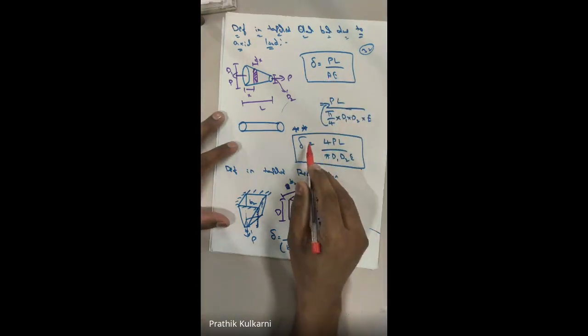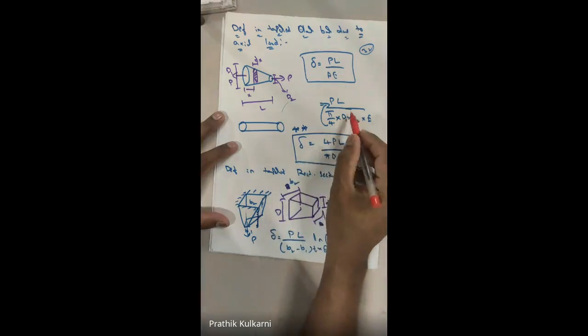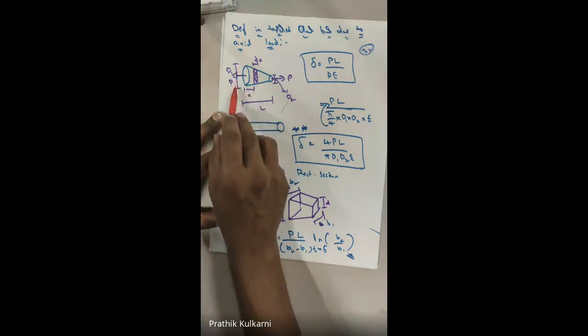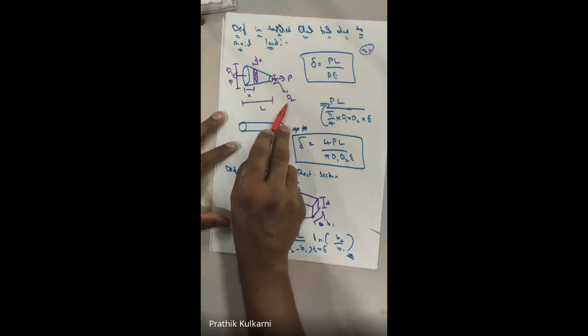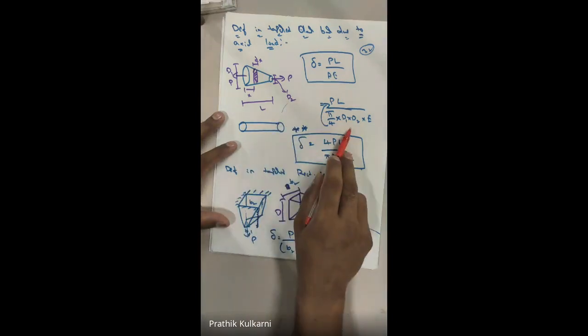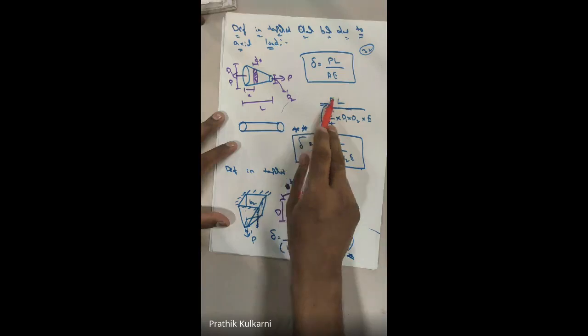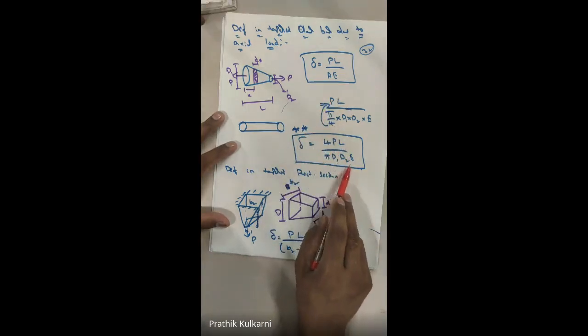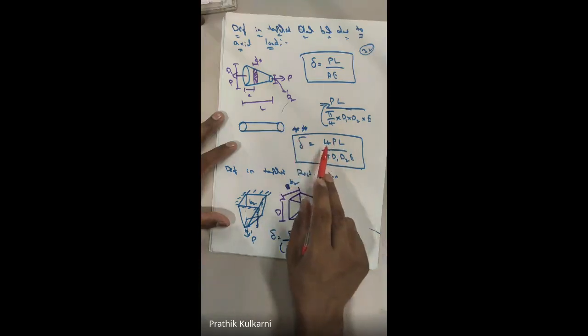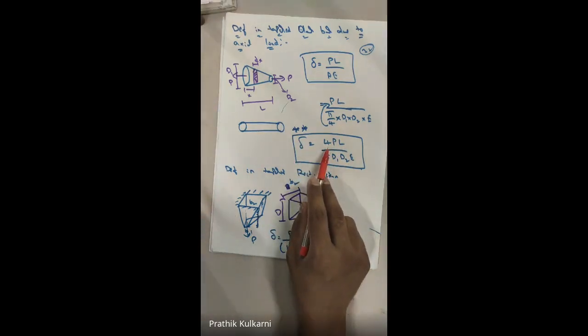Delta is equal to, in terms of area, pi by 4 d1 d2. So this diameter is d1, this diameter is d2. So in terms of only diameter, it is going to change to pi by 4 into d1 d2. This 4 will go up. So delta is equal to 4 PL by pi d1 d2 into E. This equation is important.